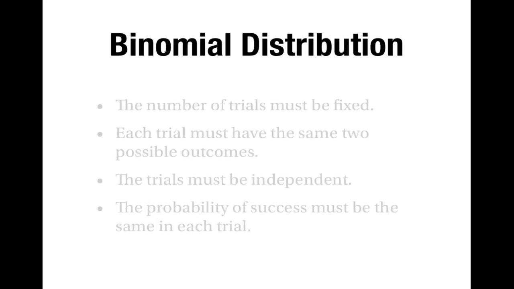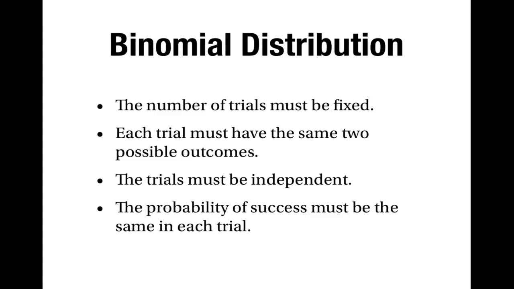So, there are 4 criteria that you need to remember so that you know whether or not the binomial distribution applies. These are that the number of trials must be fixed, each trial must have the same 2 possible outcomes, a definite success or a definite failure, the trials have to be independent, and the probability of success must be the same in each trial.